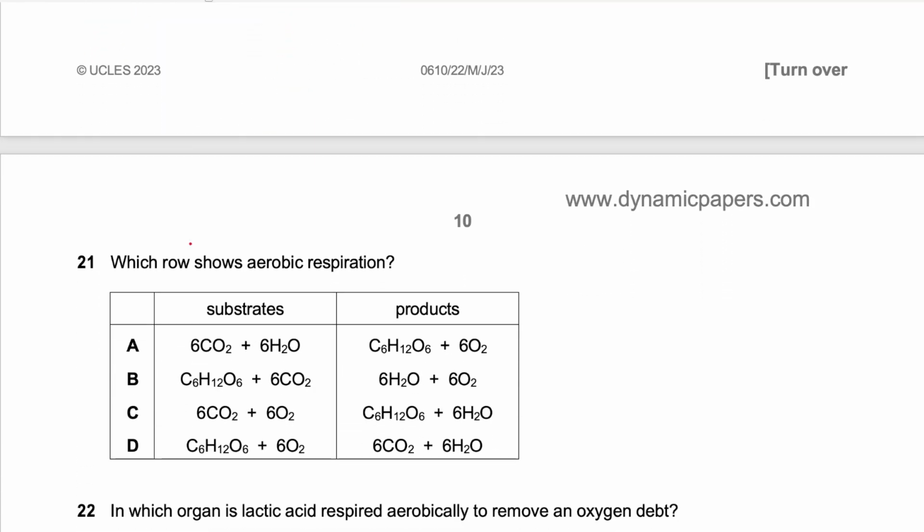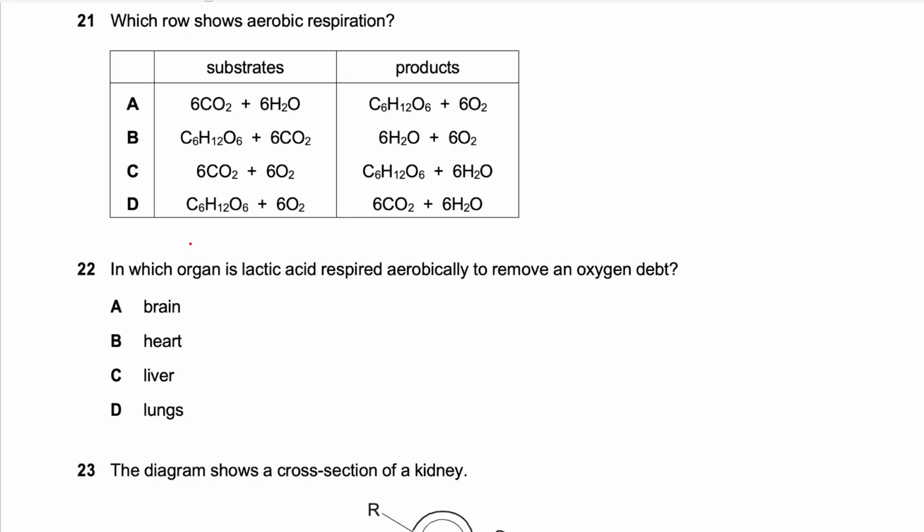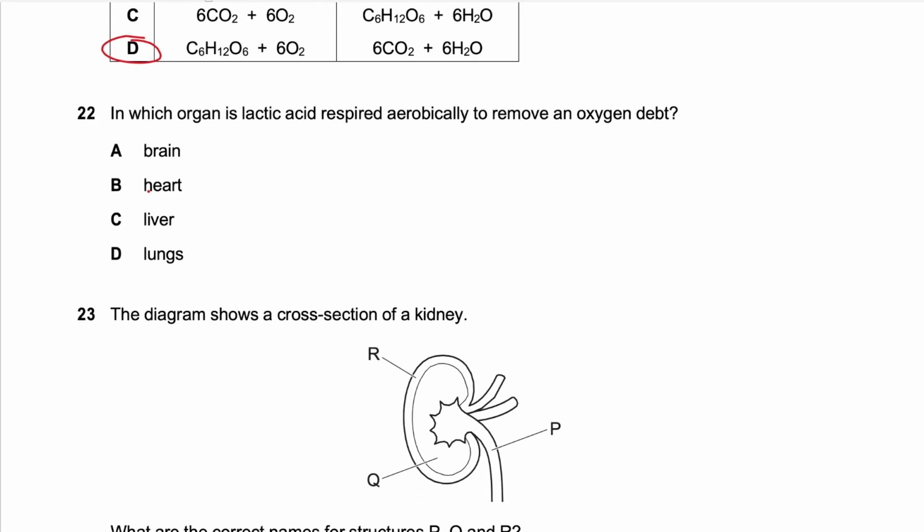Let's answer question 21. Which row shows aerobic respiration? As simple as that. Aerobic respiration is the process of breaking down glucose using oxygen to release carbon dioxide and water. The main idea is to produce energy, the production of ATP. If we just look at the substrates, or the reactants in another term, and the products, we will find that only choice D is the right one. Very simple and direct question. Going to question number 22.